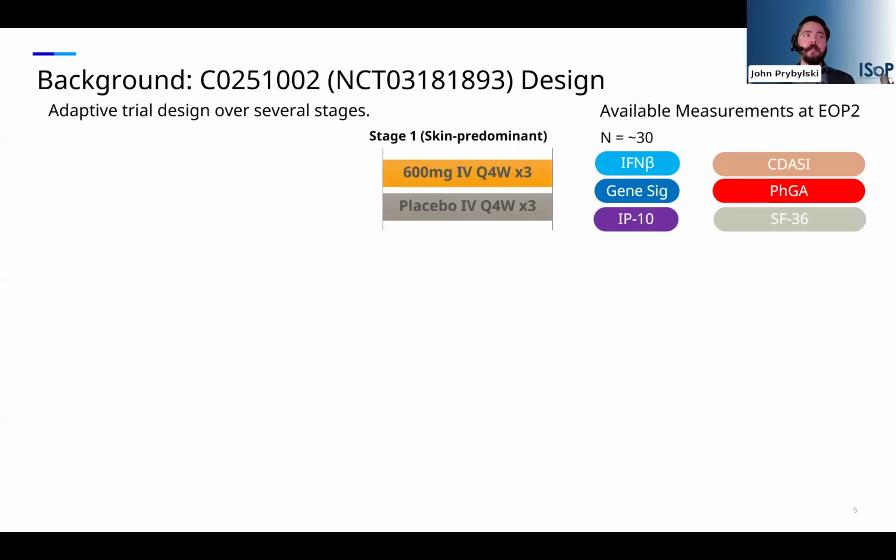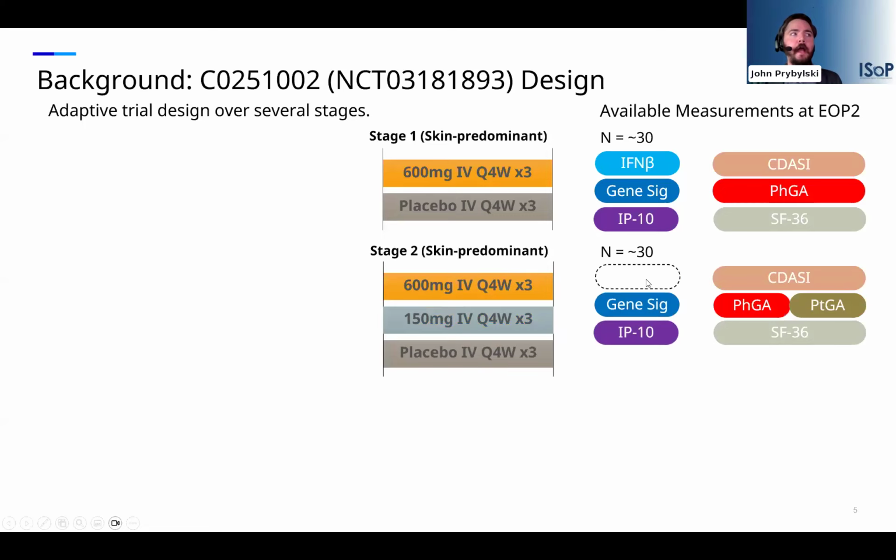And so this was only in 30 subjects, but we had from these subjects their interferon beta concentrations, a gene signature specific for interferon beta, and then IP10, which is a nice biomarker that we found in stage 1. We also measured their CDASI, their physician global, and we had SF36, which is relevant to the modeling.